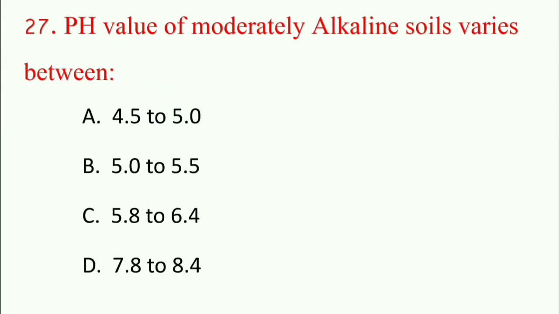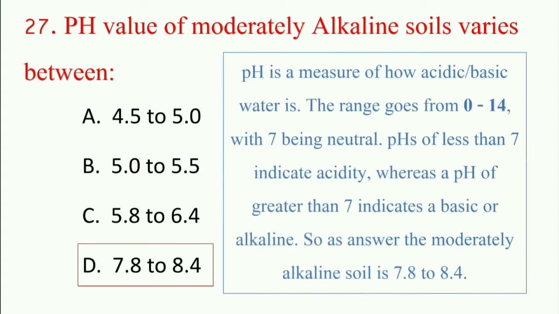Next, pH value of moderately alkaline soils varies between, answer, 7.8 to 8.4. pH is a measure of how acidic or basic water is. The range goes from 0 to 14, with 7 being neutral. A pH of less than 7 indicates acidity, whereas a pH of greater than 7 indicates basic or alkaline. So the moderately alkaline soil is 7.8 to 8.4.